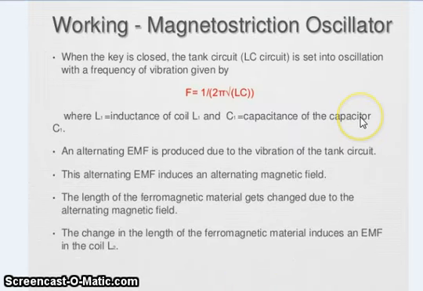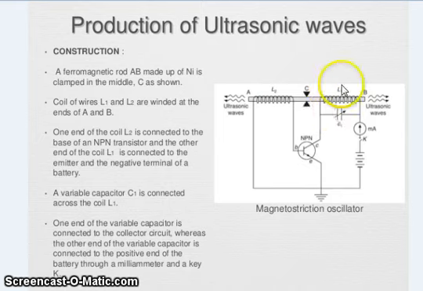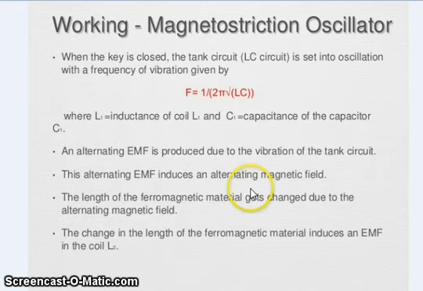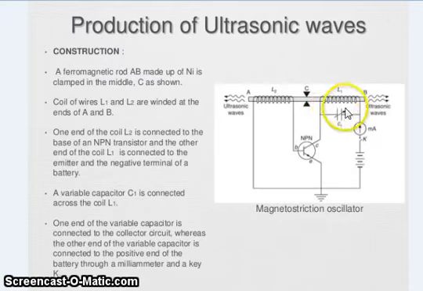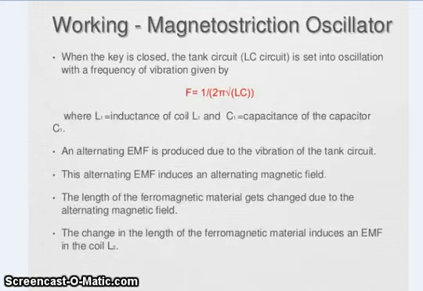Now, what is the working? How does the magnetostriction oscillator work? When the key is closed, the tank circuit LC is set into oscillation, right? With the frequency of vibration given by f = 1/(2π√(LC)), where L is the inductance of the coil L1 and C is the capacitance of the variable capacitor C1, right?